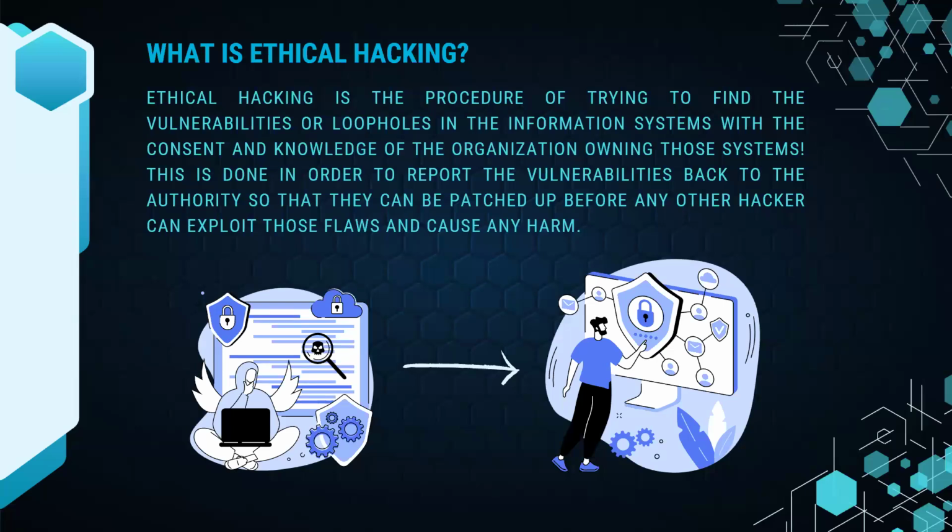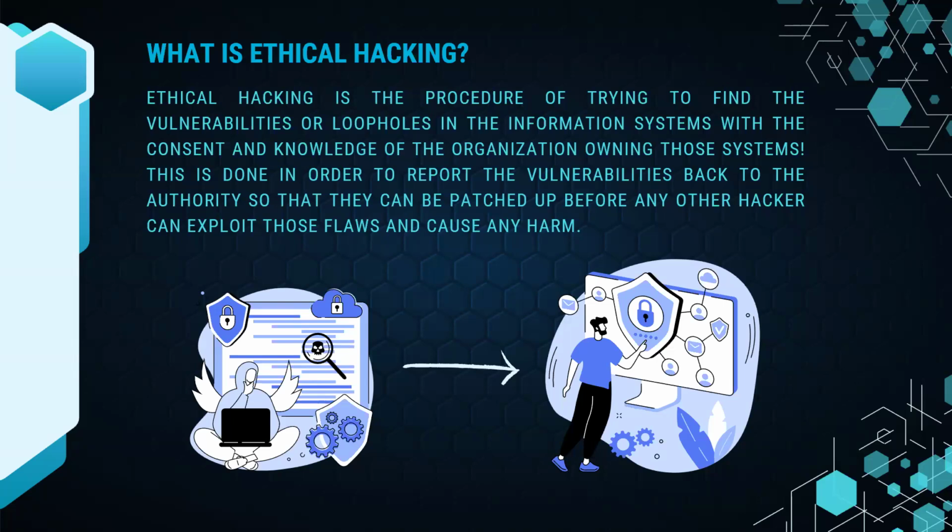So again, a quick glance at it. Ethical hacking is a procedure of trying to find vulnerabilities or loopholes in the information systems with the consent of the organization and with their knowledge. And once you find them, you report them back so that they can be patched up and thereby prevent any further harm or any cyber threats.